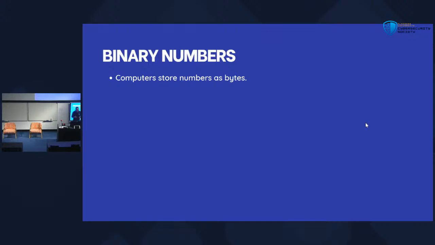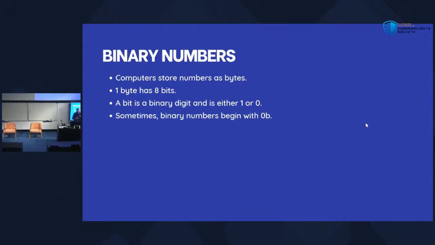Binary numbers are how computers store numbers, and more specifically, computers store them as bytes. One byte has 8 bits. Each bit is either a 1 or a 0. And sometimes when we see binary numbers written down, they'll have a 0b in front of them so that we know what we're looking at. If I just see 1, 0, is that decimal? Is that hexadecimal? Is that binary? I don't know, and its meaning changes. So sometimes it'll have a 0b. This isn't a standard, though. You'll quite often see binary numbers with nothing in front of them, and you'll just have to infer that this isn't some weird number with only 1s and 0s.